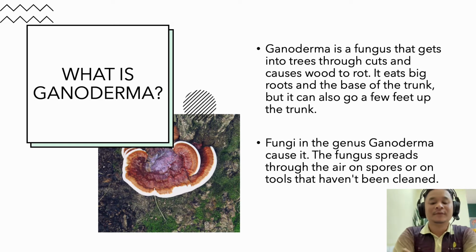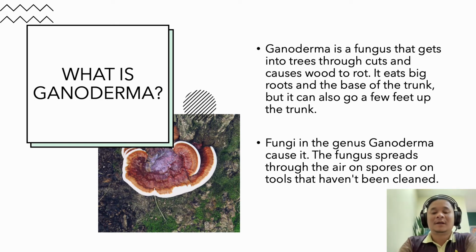Now we go to what is Ganoderma? Ganoderma is a fungus that gets into the tree trunk and causes wood to rot. It eats the big roots and the base of the trunk, but it can also go a few feet up the trunk.